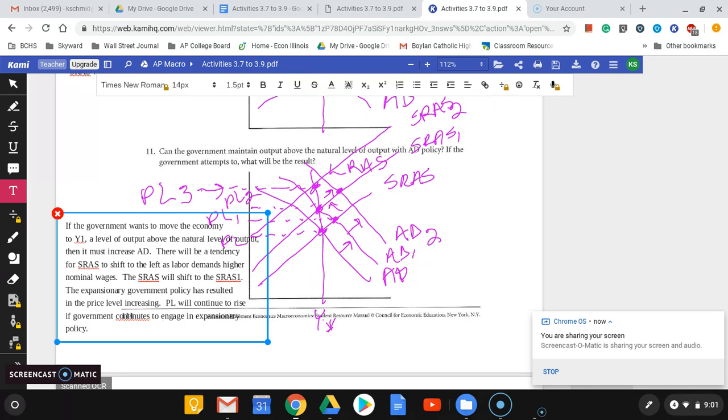Okay, so my text box here summarizes what's going on here. So please make those notes in your workbook, and we will do some more practice with this in class tomorrow.